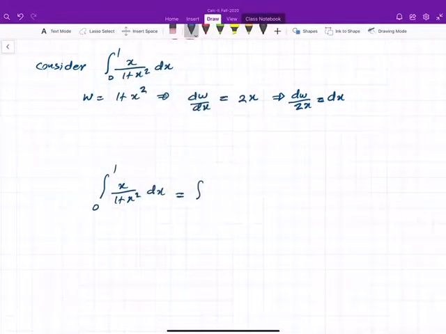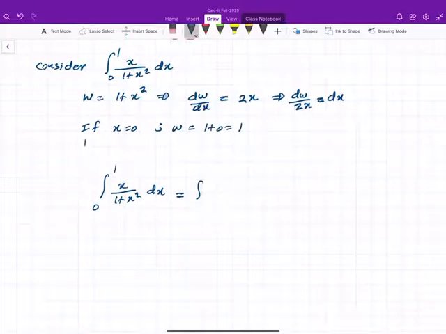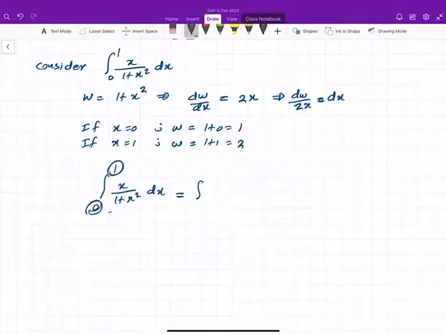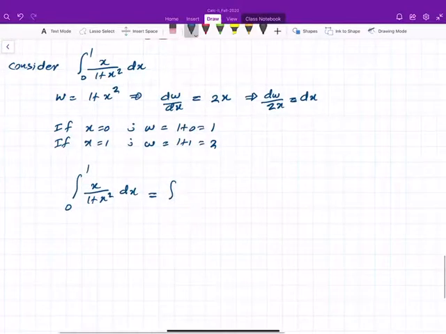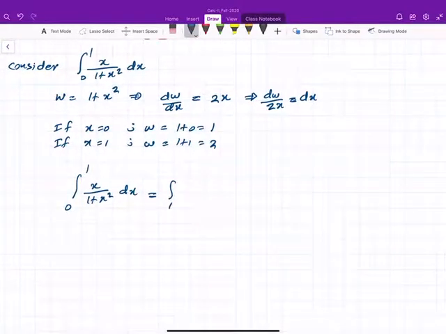New limits are like this. If x equals 0, w equals 1 plus 0, which is 1. If x equals 1, w equals 1 plus 1, which is 2. Those are the new limits of w. So these are the limits of x. Now we have to change those limits to limits of w. Okay, so the new limits are w goes from 1 to 2, and you write x here.